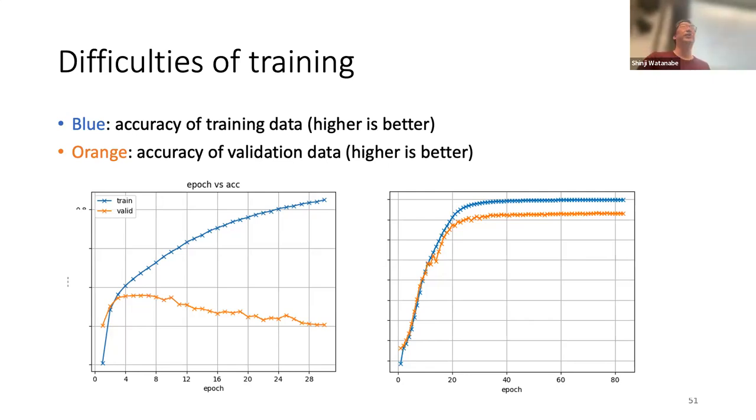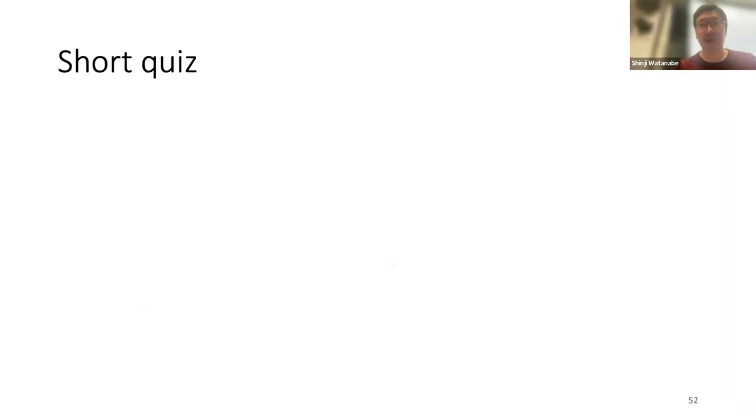How to mitigate this issue? We can just reduce the learning rate. This is very important, so please remember this trick and so on.